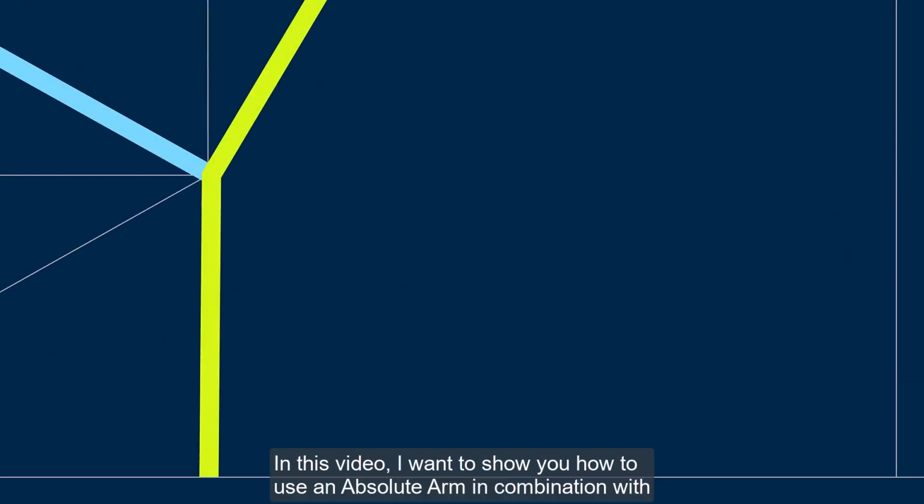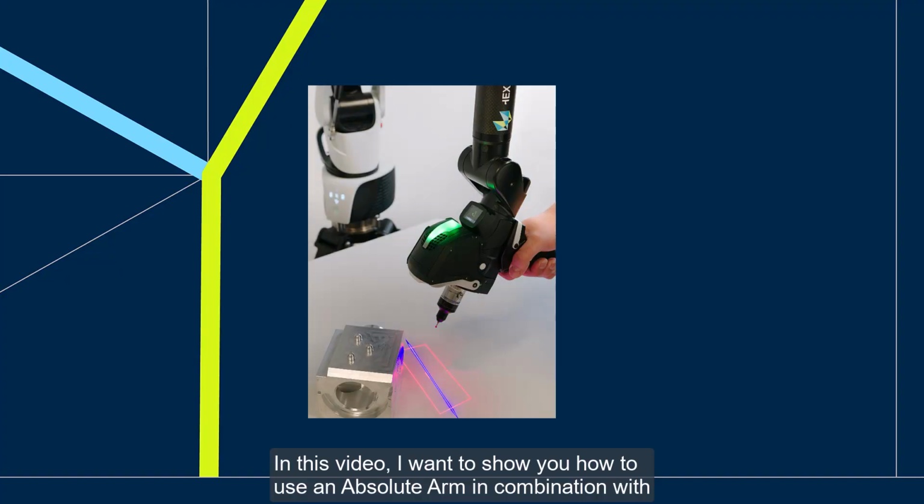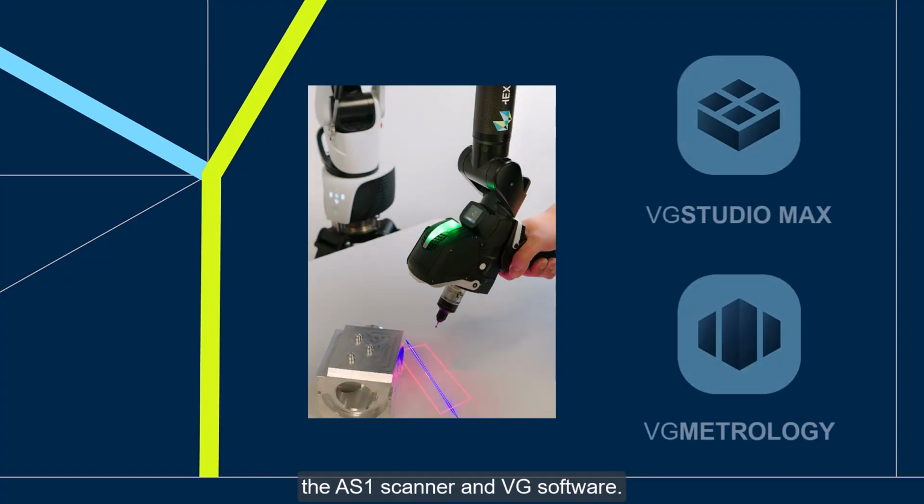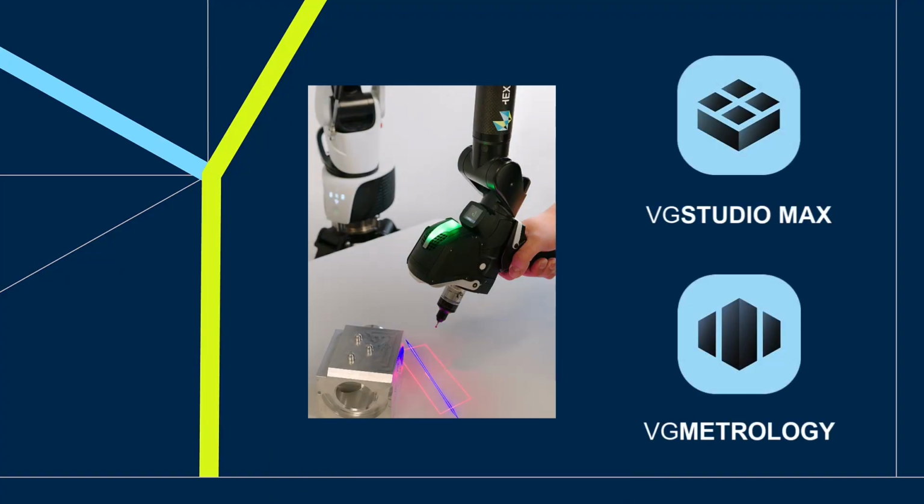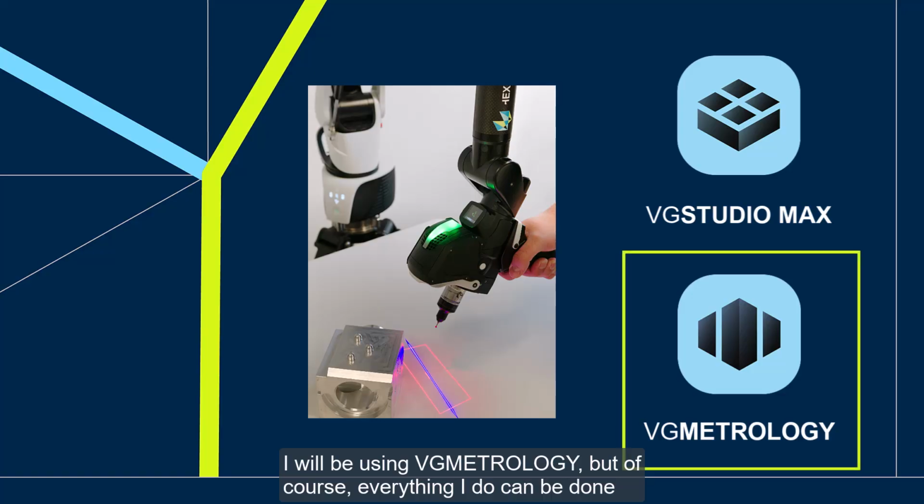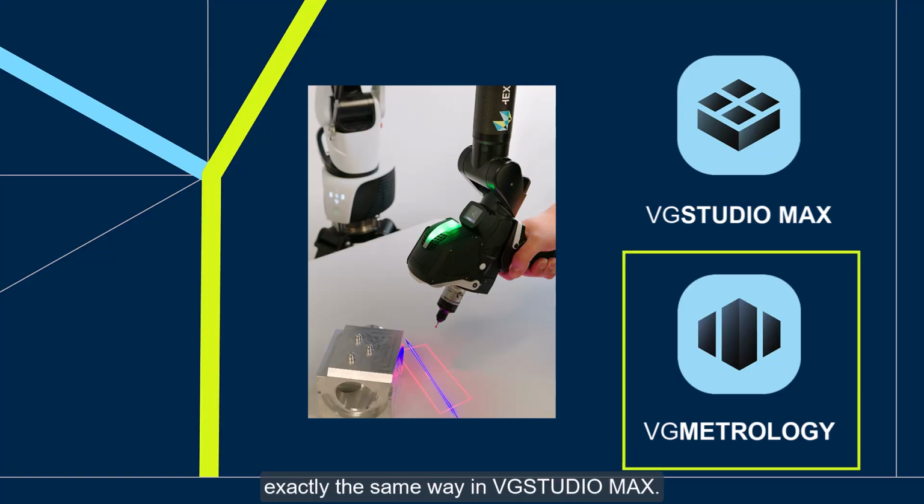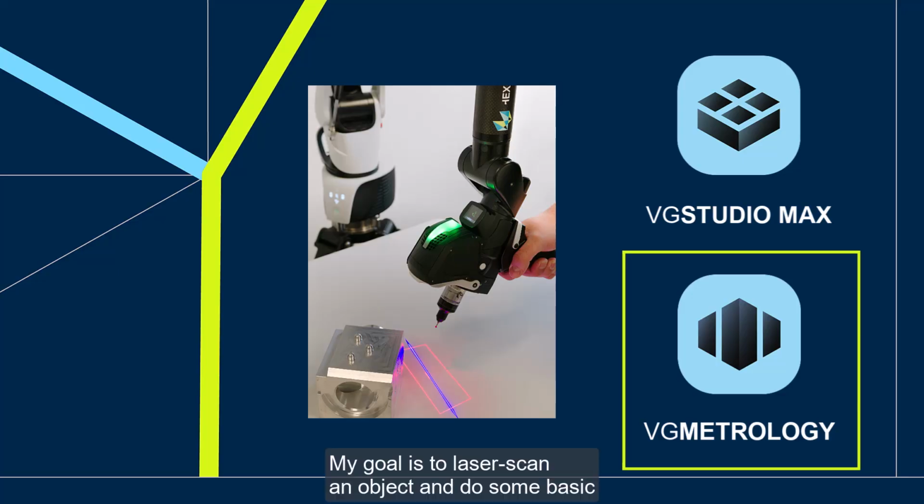In this video, I want to show you how to use an Absolute Arm in combination with the AS1 scanner and VG software. I will be using VG metrology, but of course, everything I do can be done exactly the same way in VG Studio Max. My goal is to laser scan an object and do some basic measurements and tolerancing on it.